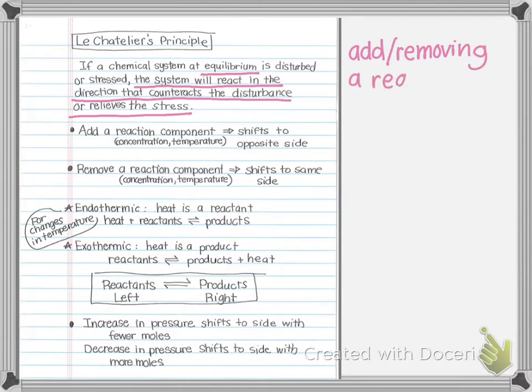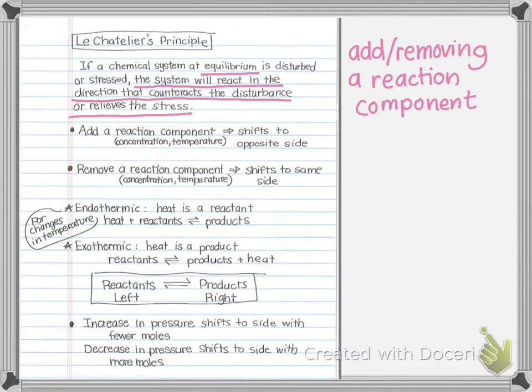And what is a reaction component? It can be a reactant, a product, heat, so temperature, or changing the pressure. All of these things are reaction components. So adding and removing a reaction component is a stress.